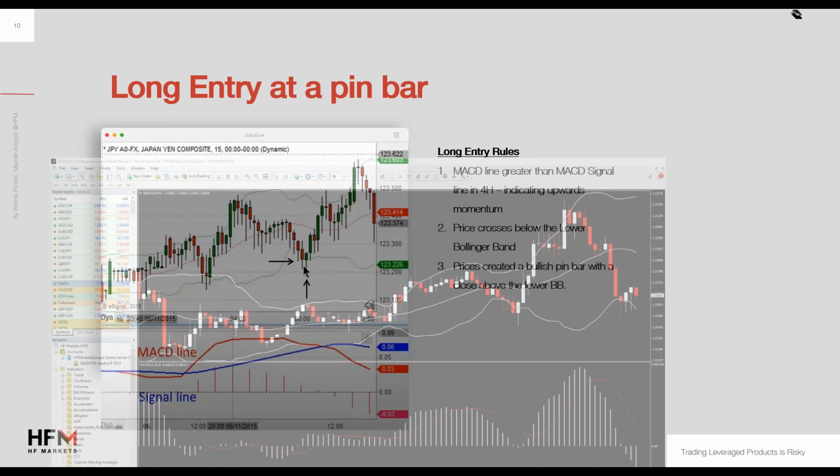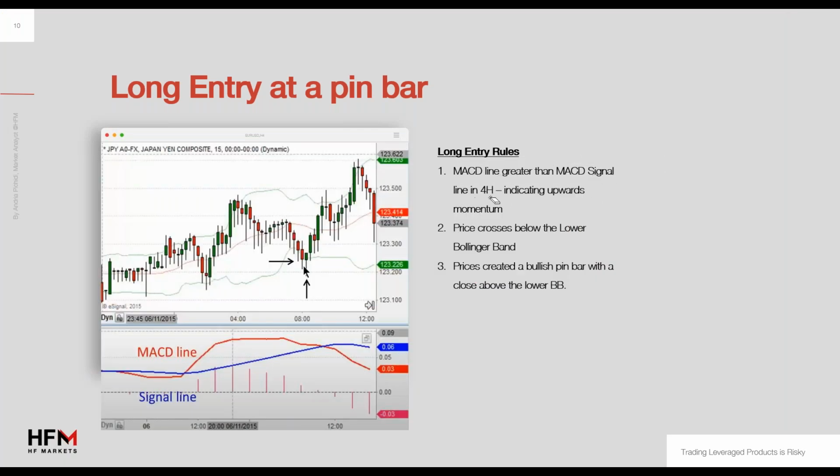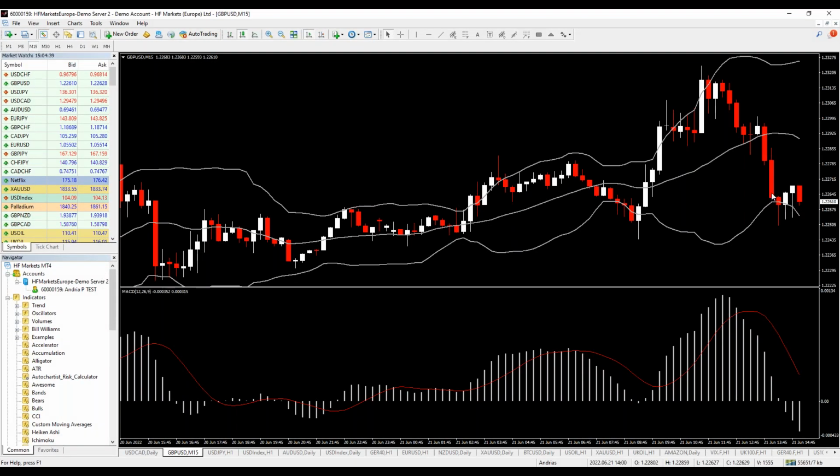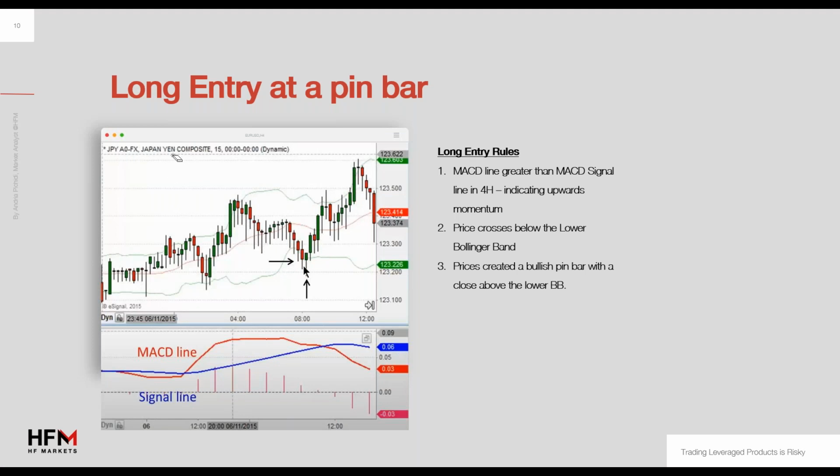So here we are, you see, criteria number one: MACD line greater than MACD signal line in a 4 hour chart indicates upwards momentum. That's done, identified. Second, price crosses below the lower Bollinger Band. Yes, it did cross. Price creates a bullish pin bar with a close above the lower Bollinger Band. Tick. Let me do it again. Here, it closed initially below the lower Bollinger Band and then higher for two consecutive sessions. Can you see that? So that's a bullish pin bar, very similar to that one, this dollar yen. In a decline, initially negative, closing below the lower Bollinger band, then the very next candle was bullish, closing above it, and the very next one was bullish. So that's a long entry level.